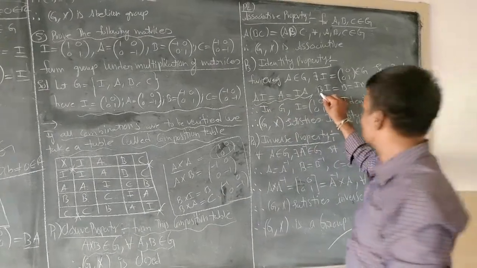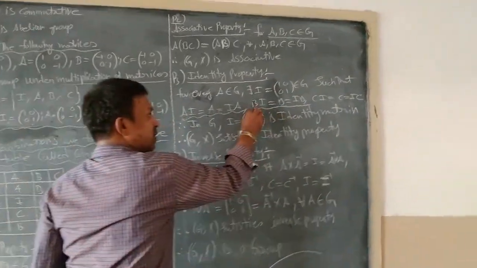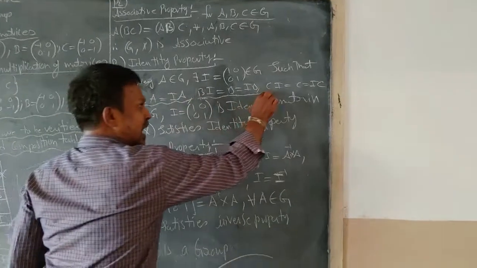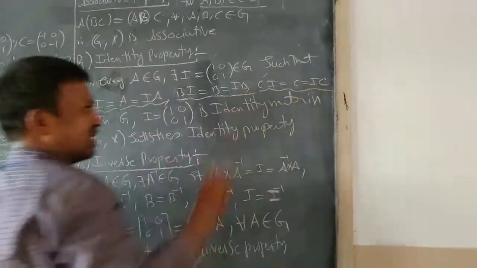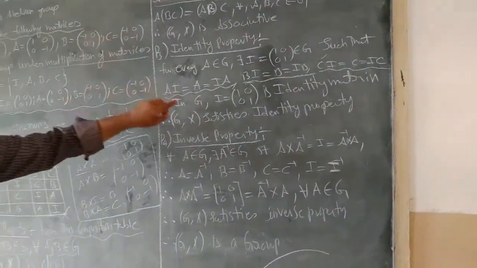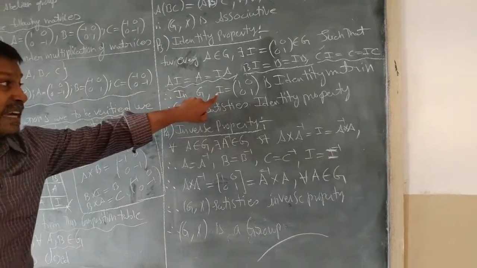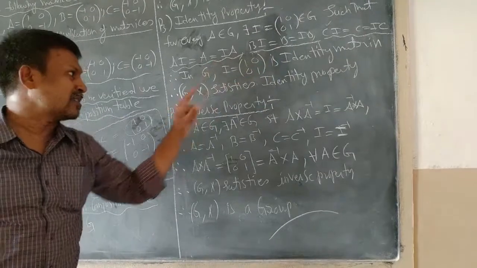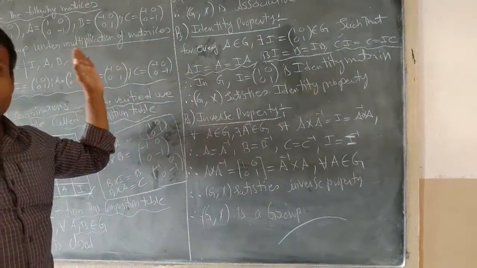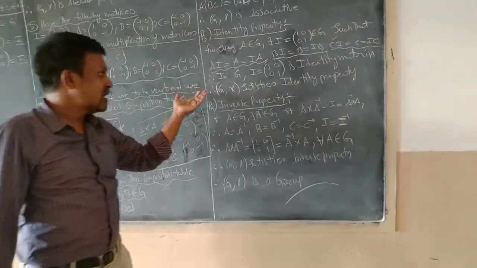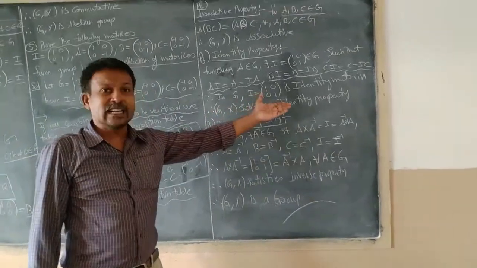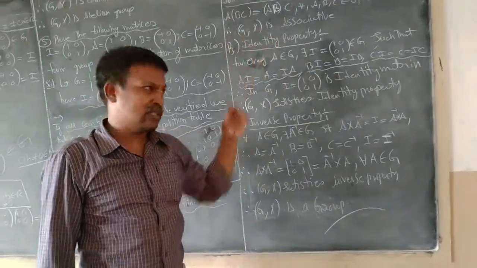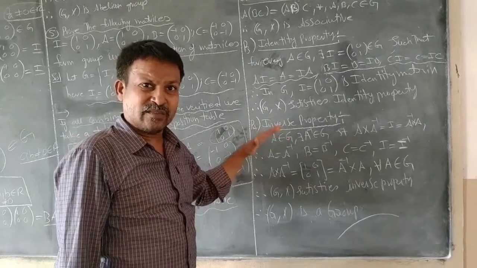Therefore, it is the identity property with respect to matrix A, with respect to matrix B, and with respect to matrix C. Therefore, definitely this set G contains the identity matrix, that is, 1 0 0 1 is the identity matrix. Therefore, as G contains the identity matrix, we conclude that G, star satisfies the identity property with respect to multiplication. Right. Now I move on to the next property, that is the inverse property.